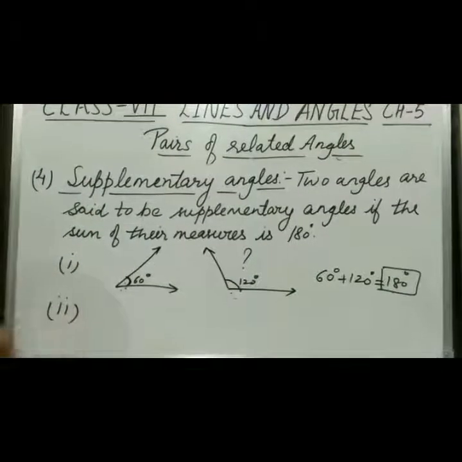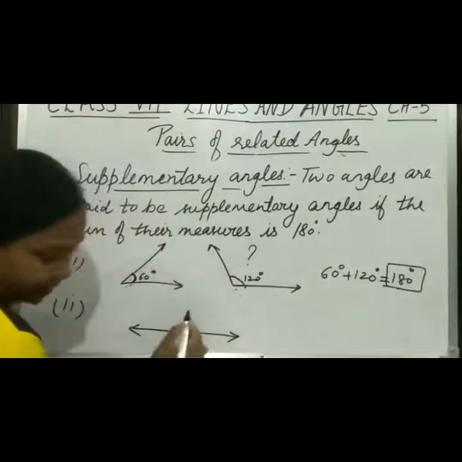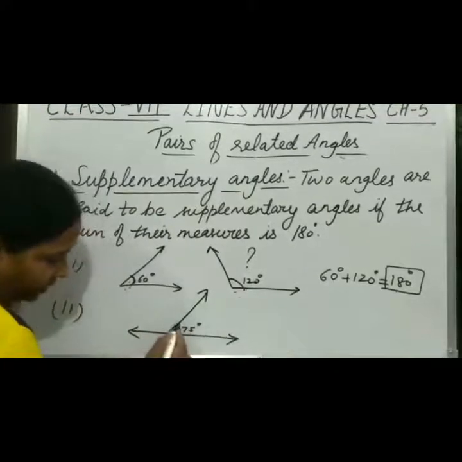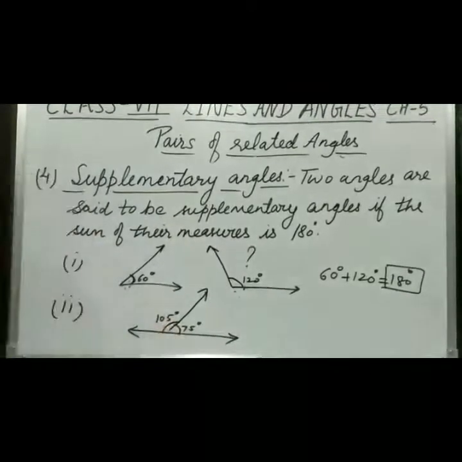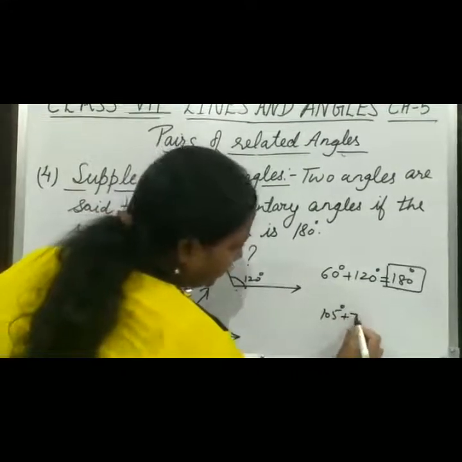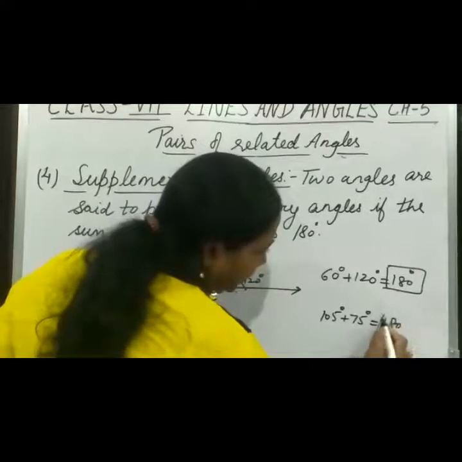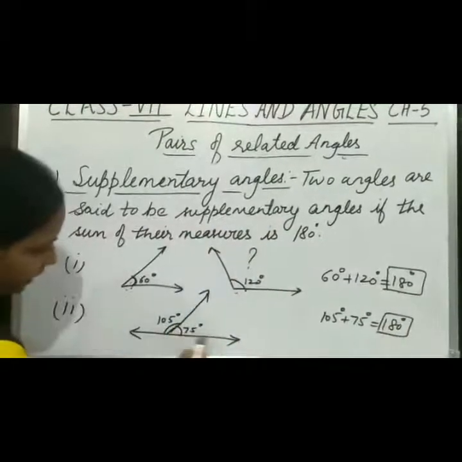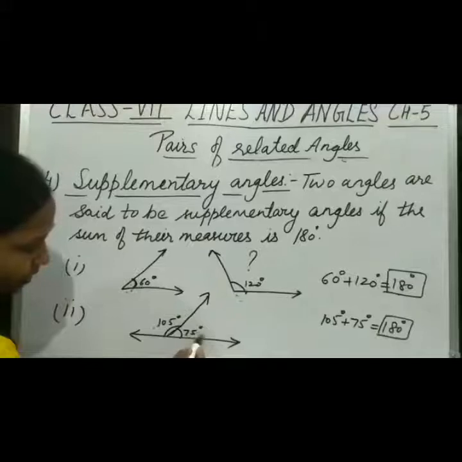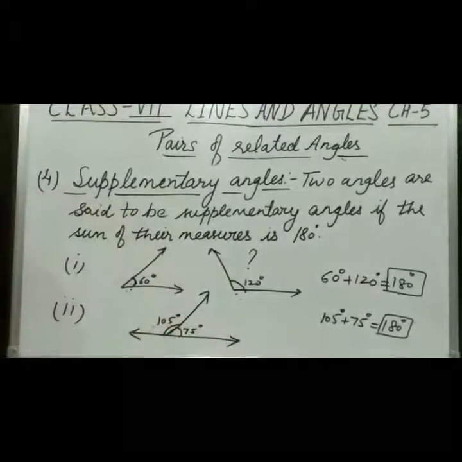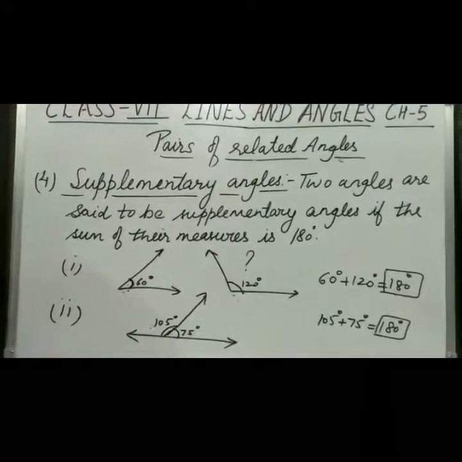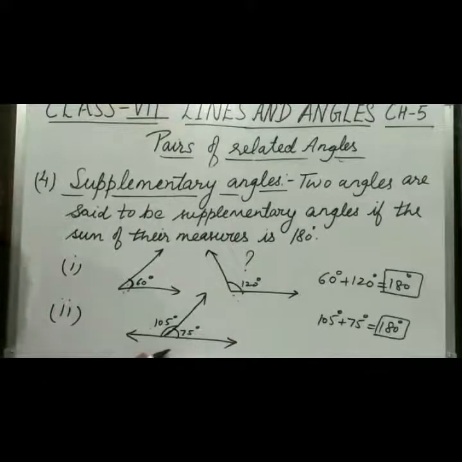Let's take the second example. Suppose here in this figure, this angle is 75 degrees and this one is 105 degrees. Now in this case, what is the sum here? 105 plus 75. That is 180 degrees again. So we can say that this angle is supplement to this angle and this one is supplement to this angle, or both the angles are supplementary angles. So the measure of one angle can be easily found by subtracting it from 180 degrees.